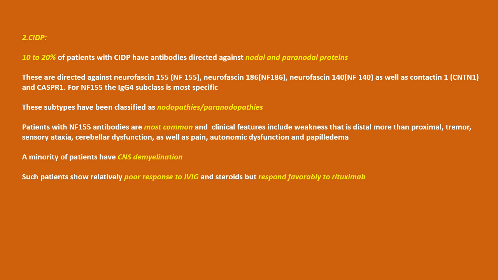Patients with the NF155 antibodies are most common, and clinical features include weakness, that is distal more than proximal, tremor, sensory ataxia, cerebellar dysfunction, as well as pain, autonomic dysfunction, and papilledema. A minority of patients have CNS demyelination. Such patients have a relatively poor response to IVIG and steroids, but respond favorably to rituximab.